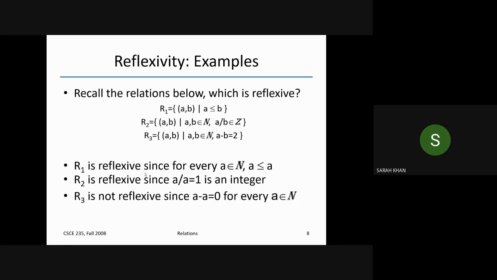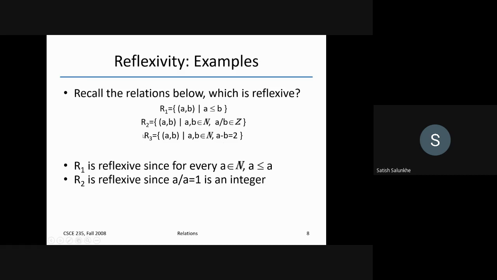Sir, so R3 is not, yeah. Even if one element of the set follows, that means if even one pair is (A, A), then can we say that the whole relation is reflexive? Please try to understand. This is a standard definition.